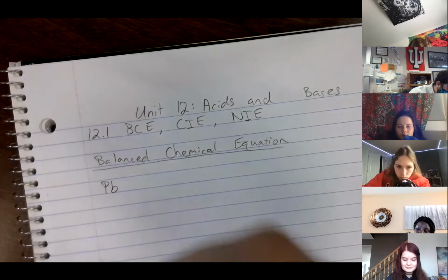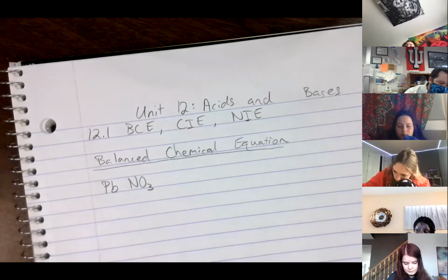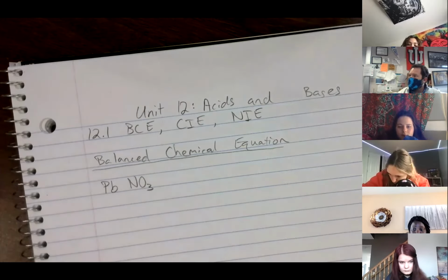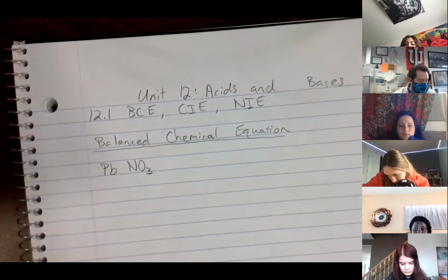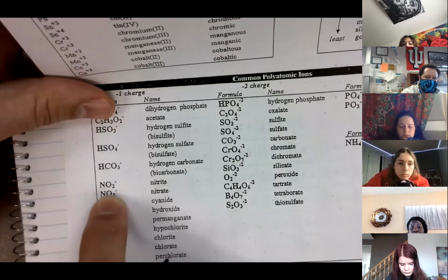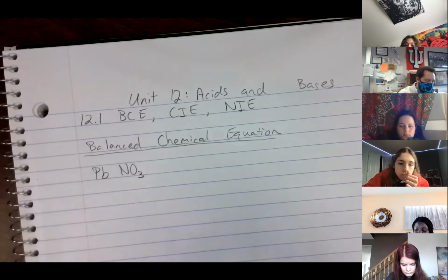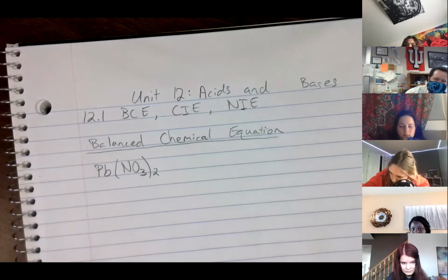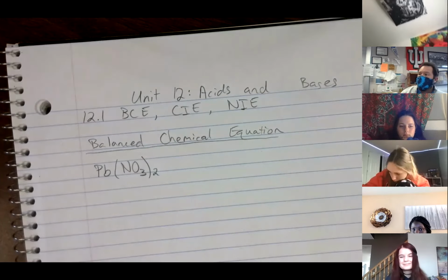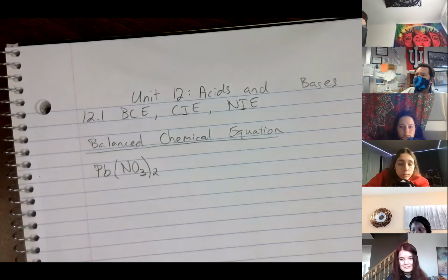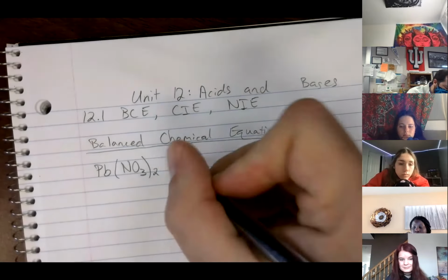All right, we're going to start with lead 2 nitrate. Nitrate is NO3, so it just says lead 2. That means it's lead with a +2 charge. Nitrate has a -1 charge. So that means I need to put parentheses around it, and I need 2 nitrates to cancel out the +2 of the lead. So that's lead nitrate.